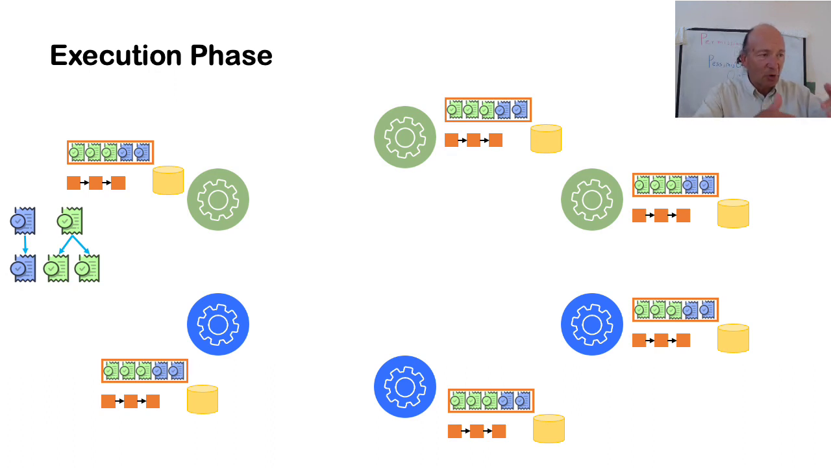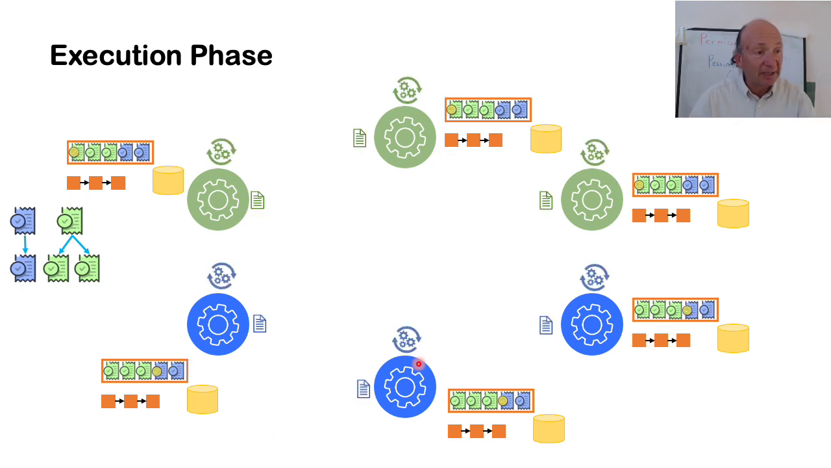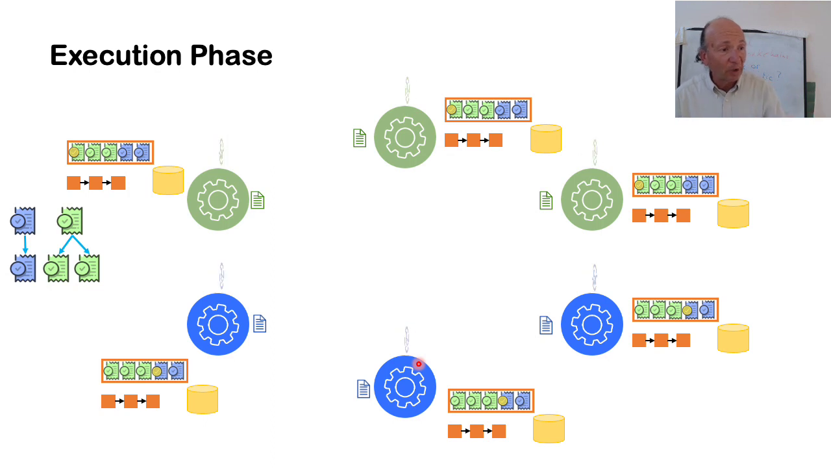Notice we have here two applications. We have the green application on top and the blue application on the bottom. Each of them has an identical set of transactions in some order. They are going to be executed in that order, one by one.